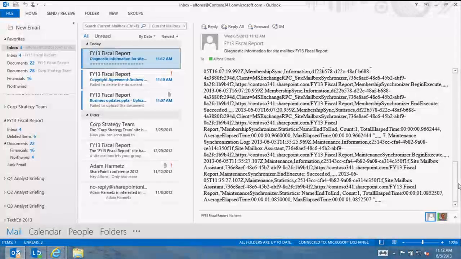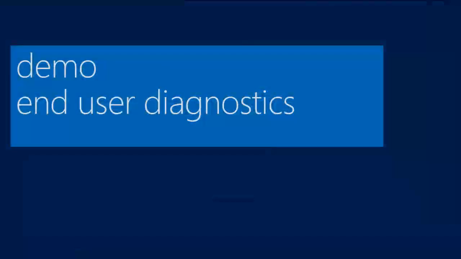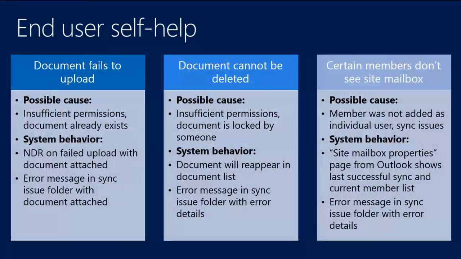So end users have a few ways of figuring out what's going on and maybe what's going wrong. And then, of course, IT can always dig deeper with commandlets. This is a slide that shows the common things that can go wrong with a site mailbox. And it's pretty much the set we're seeing internally as we're working with site mailboxes.